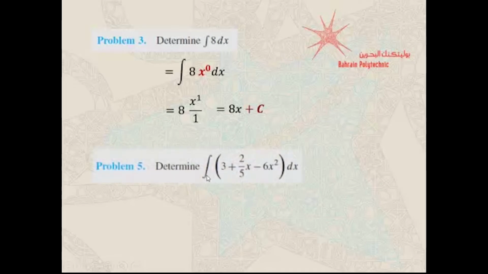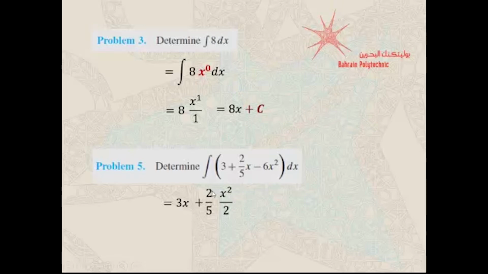Another example, the integral of 3 plus 2 over 5x minus 6x squared dx. Well, in this case, I've got many terms added and subtracted. I'm going to do each one separately. So I'm going to start with the 3, just like the example on the top. I've got a constant, so to integrate it, the answer is going to be this number multiplied by x, as we saw here, because you can imagine this as multiplied by x to the power of 0. I increment it by 1, becomes x to the power of 1, and then divide by 1. So this is 3x.